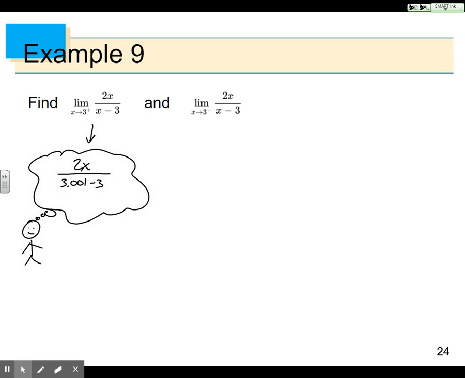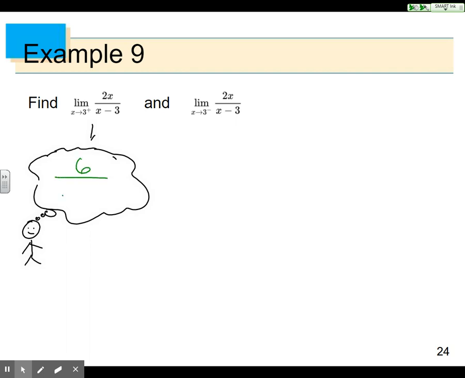Here's what he's thinking. He's thinking, man, if I could just plug in something really close to 3 on the right side, that would be like 3.001. That would be like 2 times 3.001. Now, my second thought bubble on this is thinking, man, that numerator is getting really, really close to 6. And the denominator is so small.